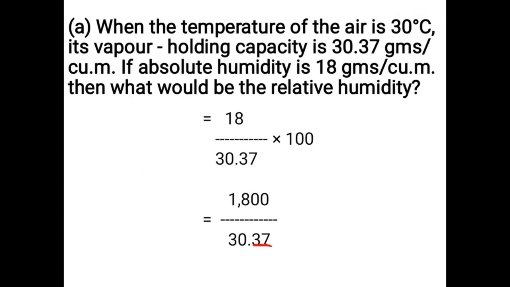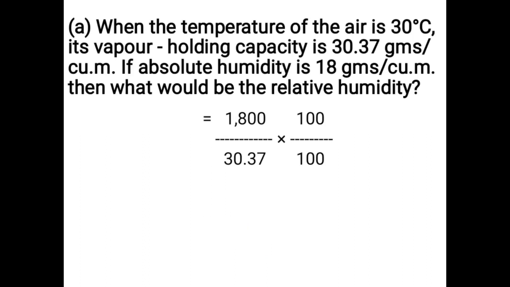In the denominator, 2 decimal places are there, that is, after the decimal point 2 digits are there. So again you have to multiply by 100 on both numerator and denominator, 1800 upon 30.37 into 100 upon 100. So first you have to multiply 1800 into 100, and then after that you have to multiply 30.37 into 100.